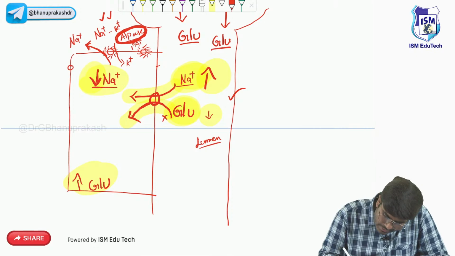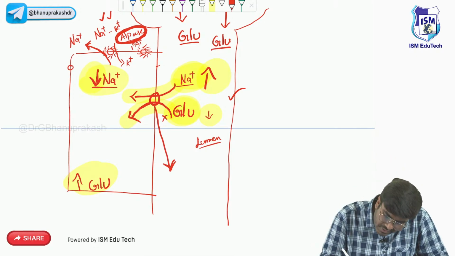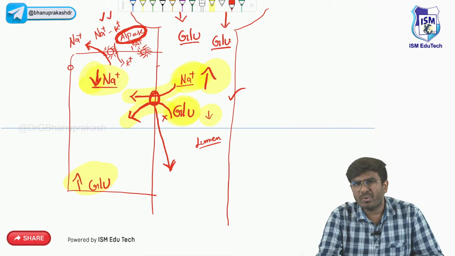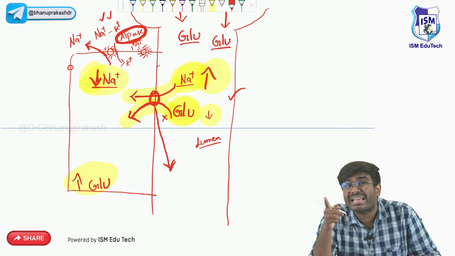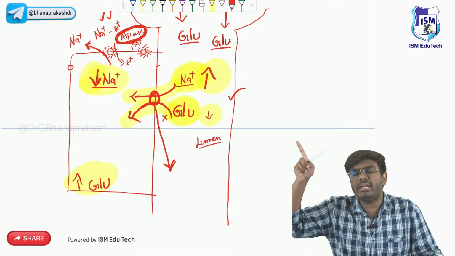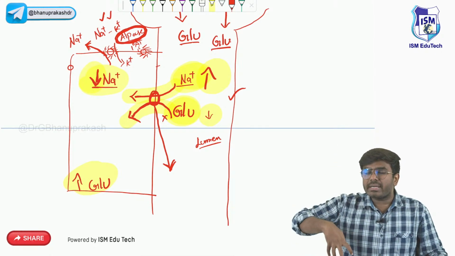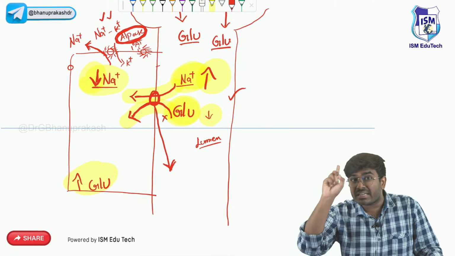Now you can ask me, sir, what is this transporter which is transporting sodium as well as glucose? Is it an example of a glucose transporter? No. Remember, glucose transporters, GLUT, are examples of facilitated diffusion. Why? Because in adipocytes and skeletal muscles, glucose is moving from high concentration to low concentration. That is diffusion, guys.